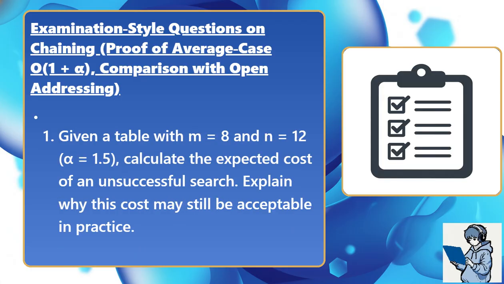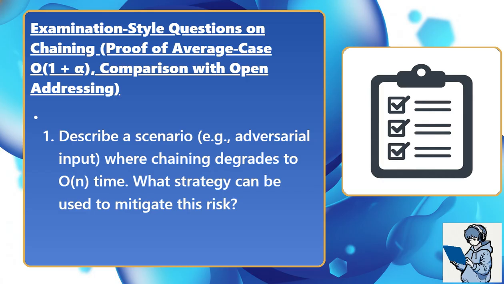3. Given a table with m equals 8 and n equals 12, alpha equals 1.5, calculate the expected cost of an unsuccessful search. Explain why this cost may still be acceptable in practice. 4. Describe a scenario, for example adversarial input, where chaining degrades to O of n time. What strategy can be used to mitigate this risk?